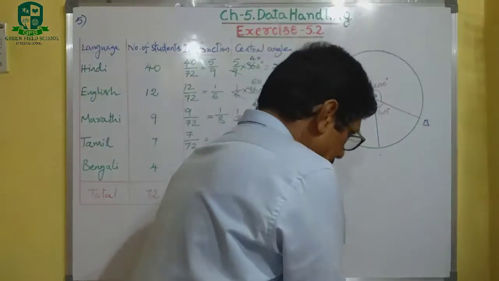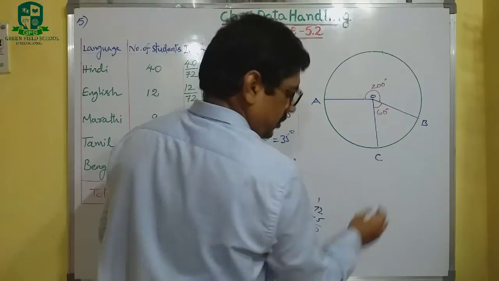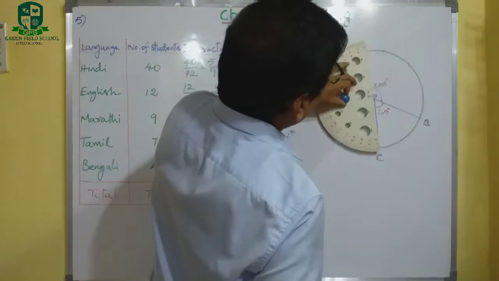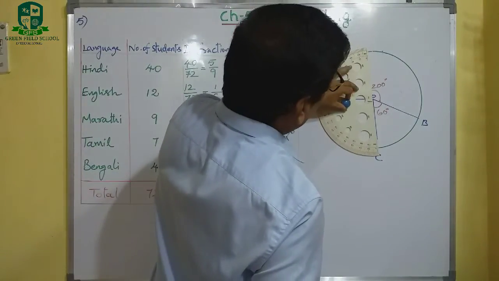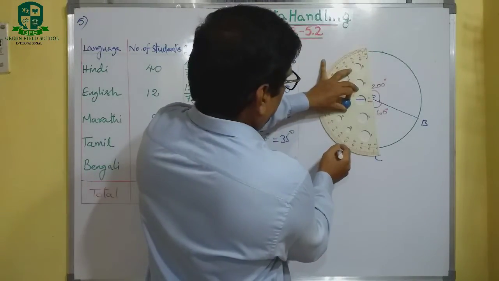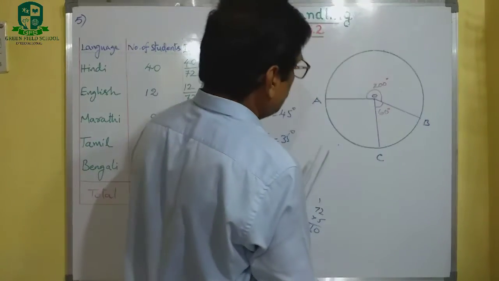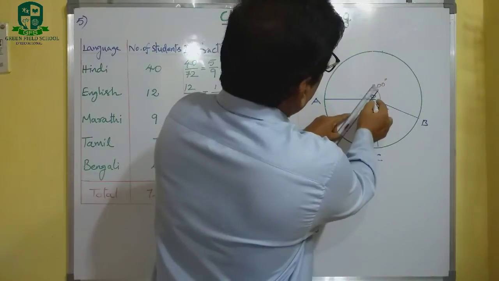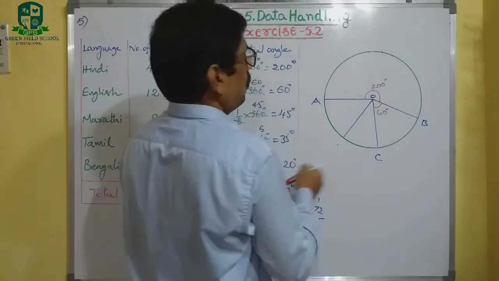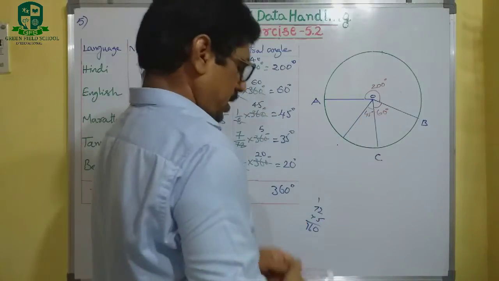Now what is the next angle? Next angle 45. This is C. Now keeping the protractor on OC, center O, put a point at 45 degrees. That is in between 40 and 50. Okay. Now join this point to center O. We get 45 degrees.